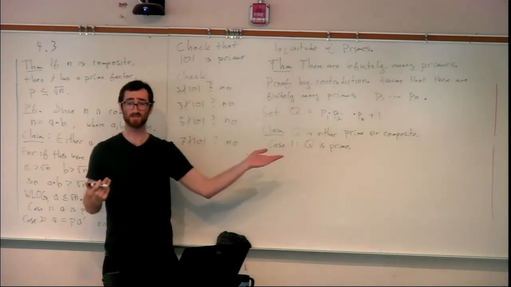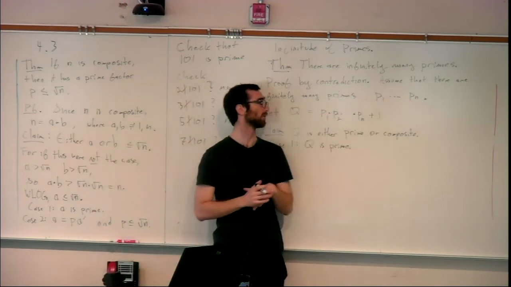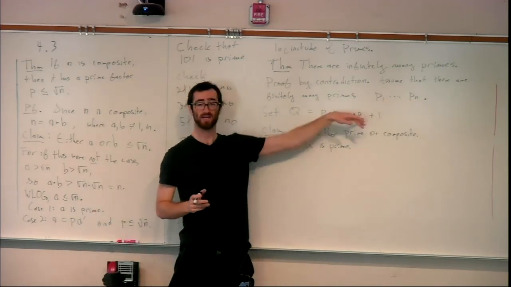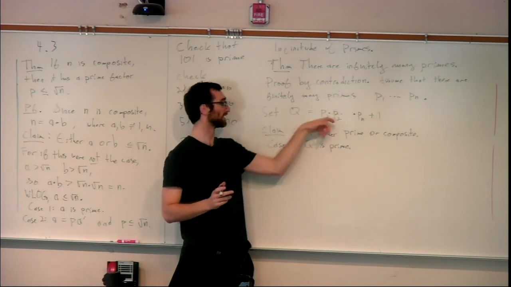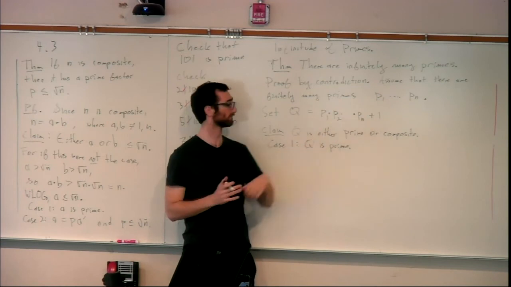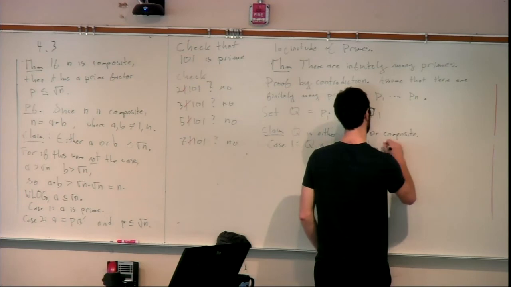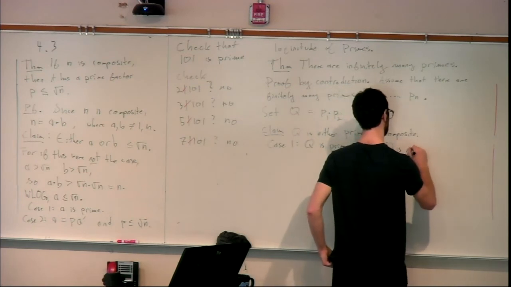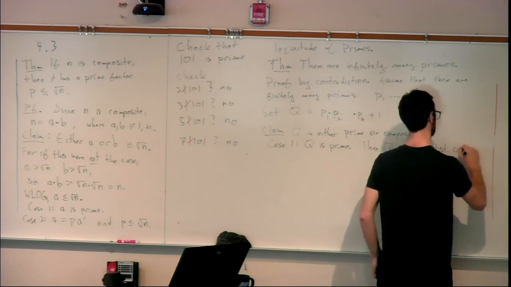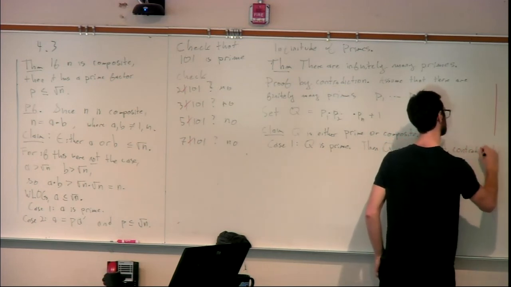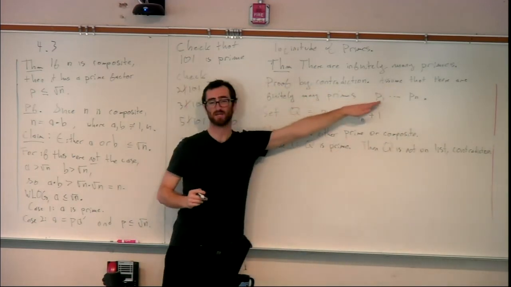Then this contradicts the fact that we have listed all primes P1 through Pn, because Q is certainly bigger than any of the Pi, right? It's bigger than any of the primes that are listed here. Then Q is not on the list, and then we get a contradiction. So in case Q is prime, we have already contradicted that we listed all the primes here.